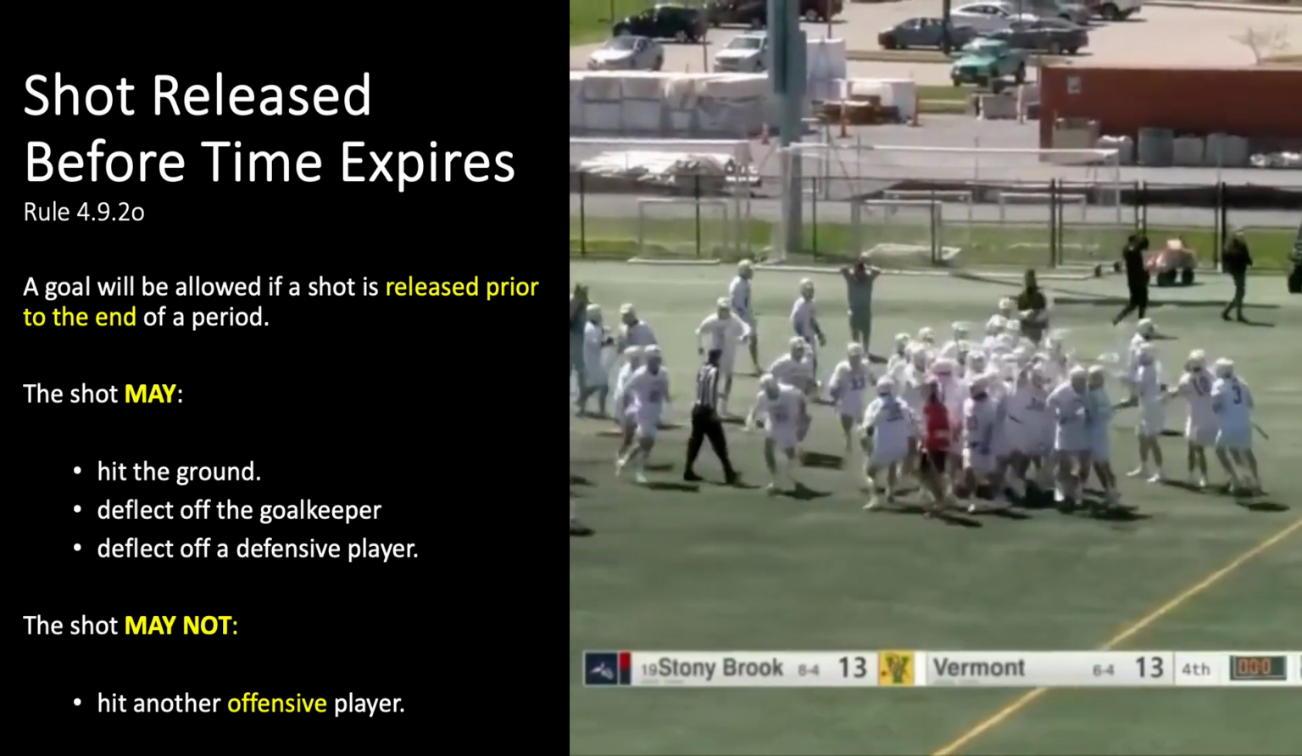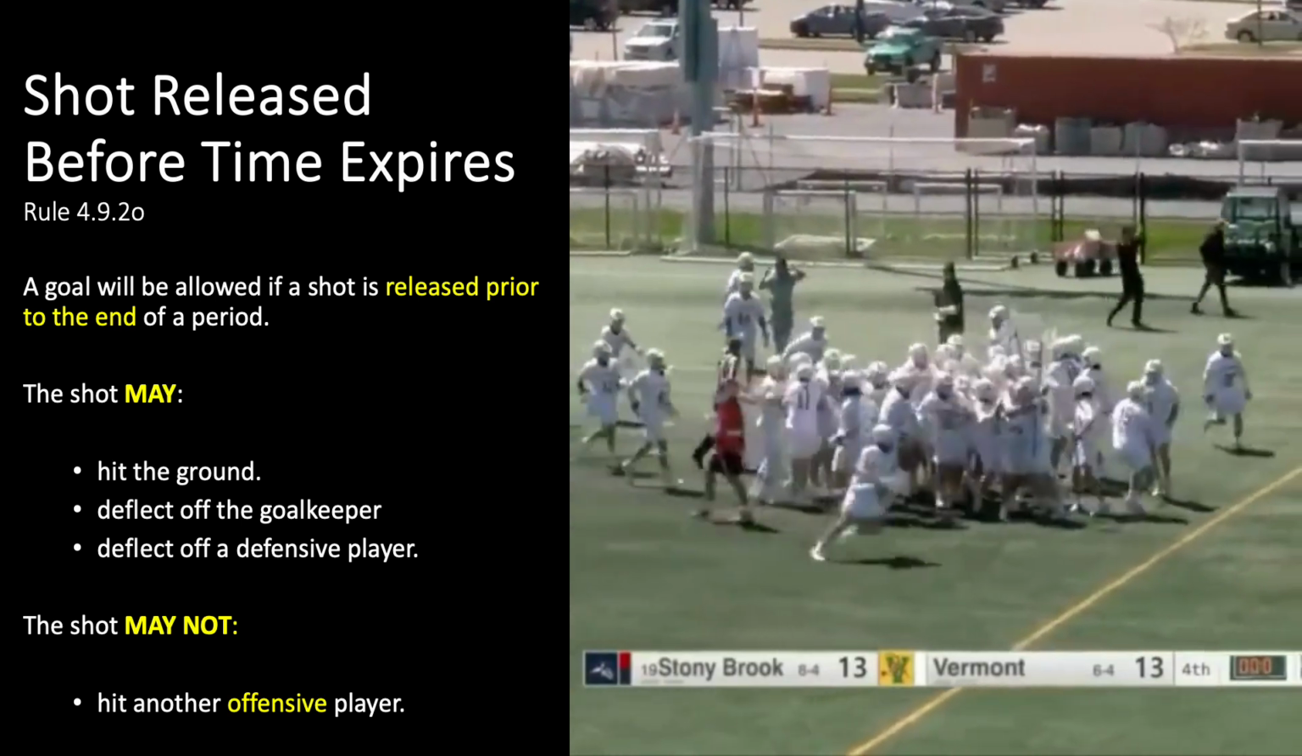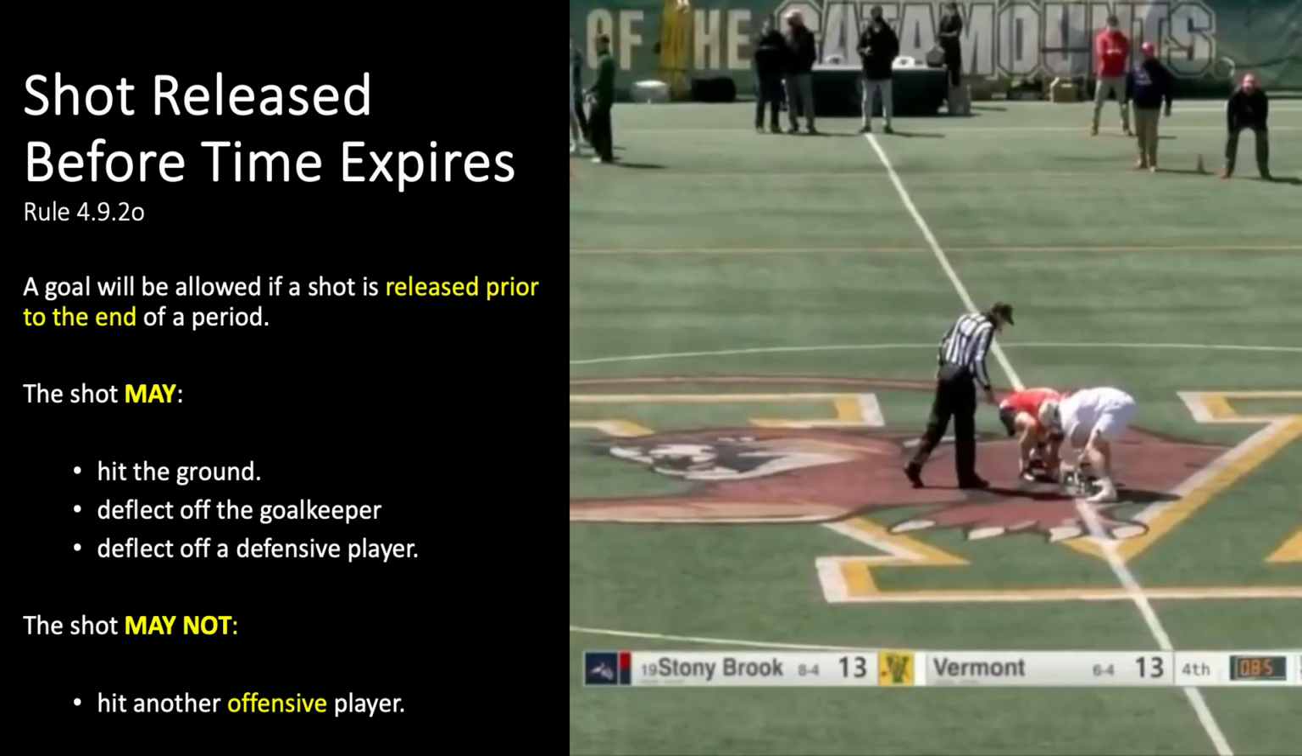All right. Now, remember, this is a very exciting time for one group of people and a very sad, angry time for another group of people. So be aware of the situation. Remember, if a shot is released prior to the end of a period, the ball can hit the ground, deflect off the goalkeeper, deflect off a defensive player, but it cannot hit another offensive player.